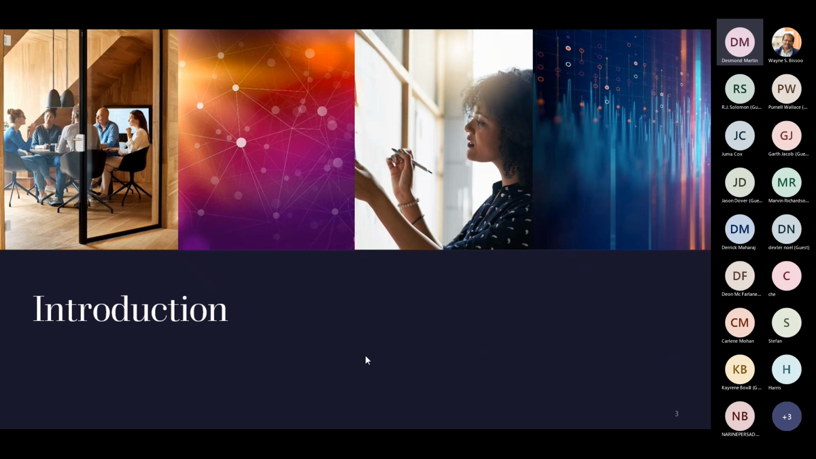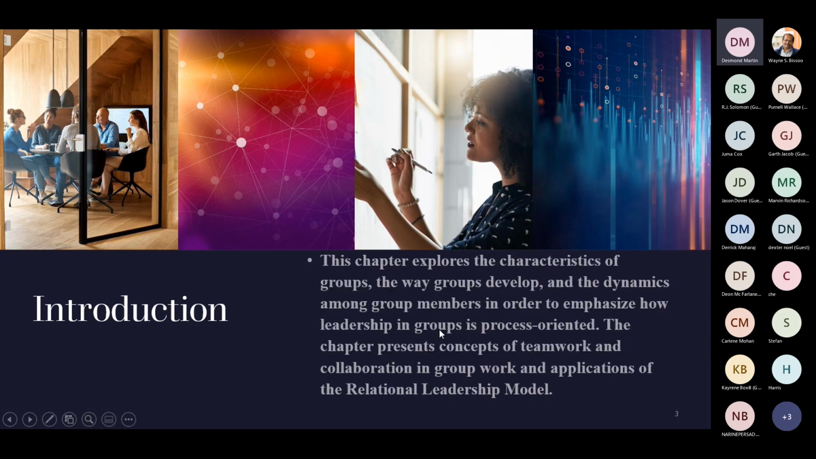Introduction. This chapter explores the characteristics of groups, the way groups develop, and the dynamics among group members in order to emphasize how leadership in groups is process-oriented. The group chapter presents concepts of teamwork and collaboration in group work and applications of the relational leadership model.